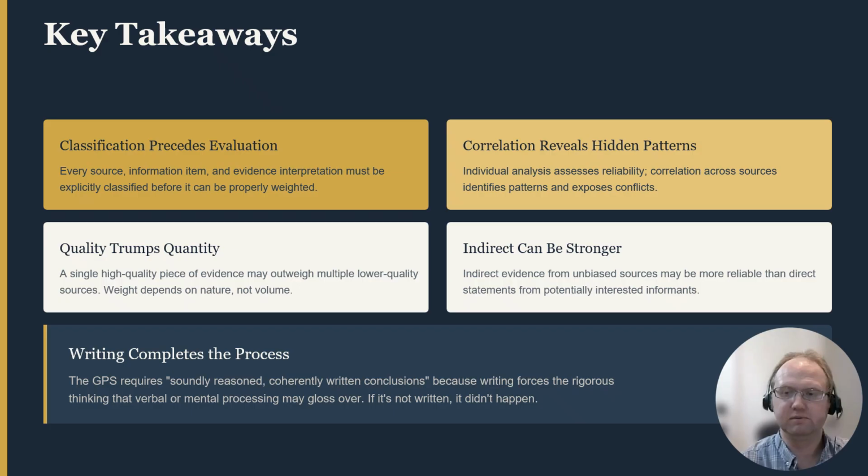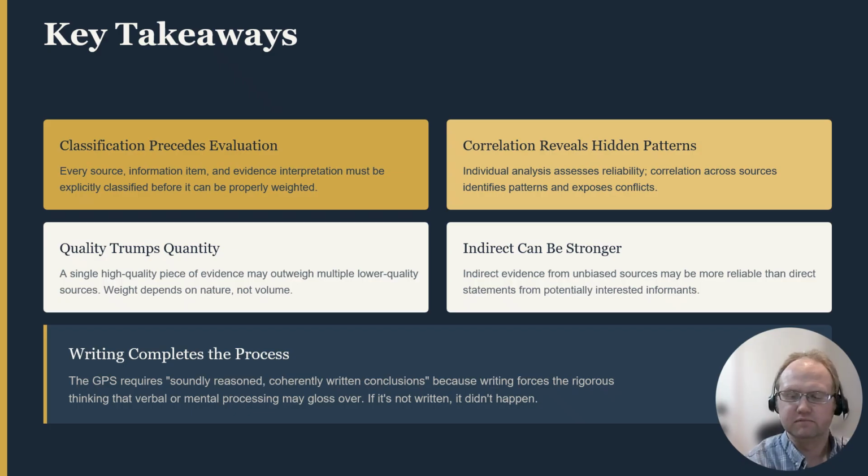Classification always should precede evaluation of every source, information item, and evidence. Interpretation must be explicitly classified before it's weighed, because you can't evaluate what you haven't classified. Correlation reveals hidden patterns. Correlation helps you identify patterns, confirms independence, and exposes conflicts that a single source examination would miss.